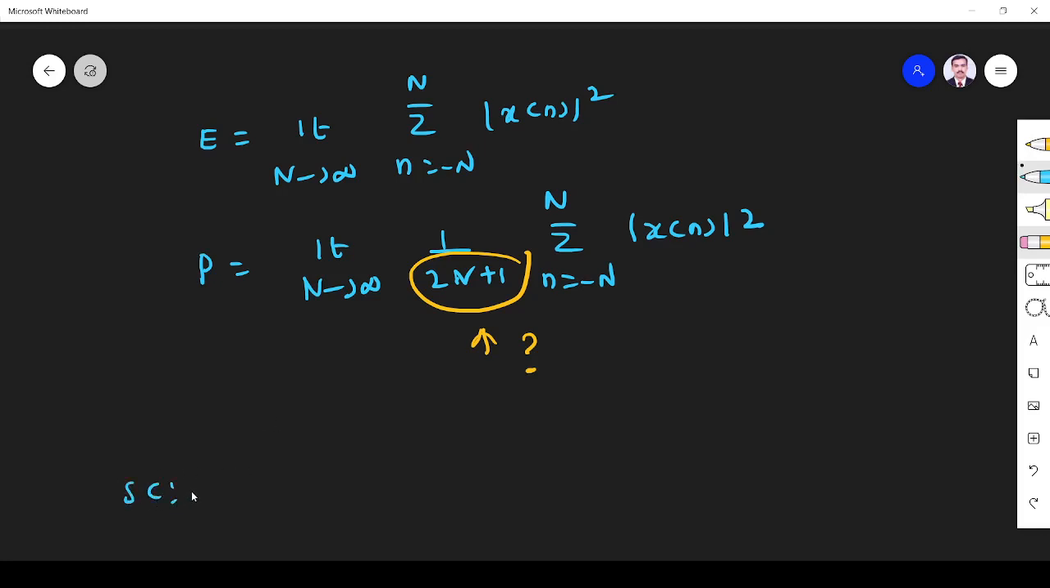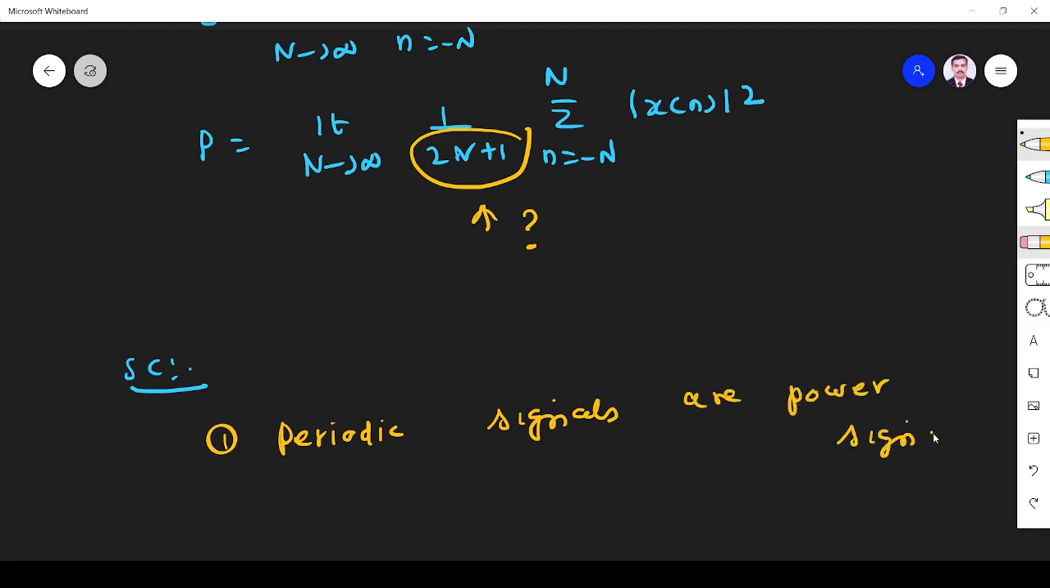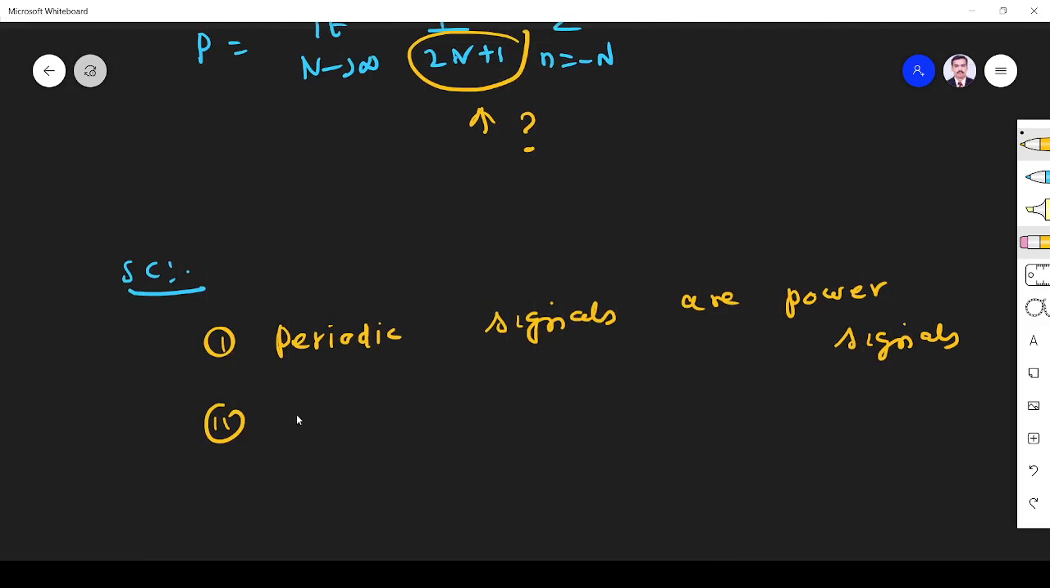Here we have some shortcut points to be noted. One, periodic signals are power signals. Whenever they give any periodic signal, blindly you can say it is a power signal. Second one, finite duration signals are energy signals.